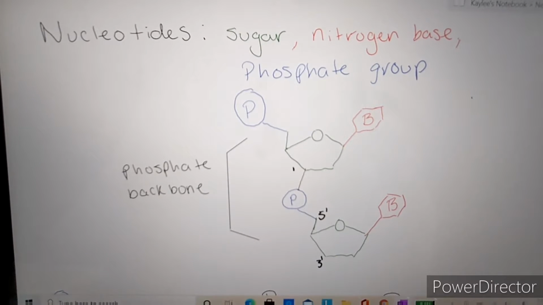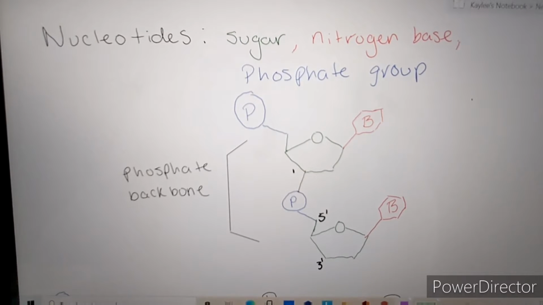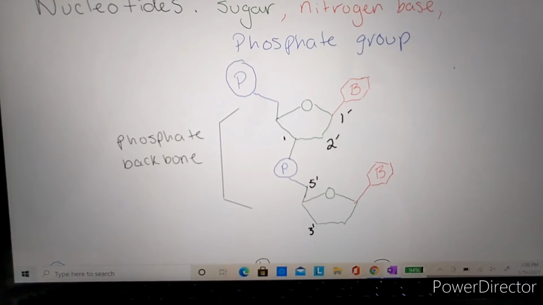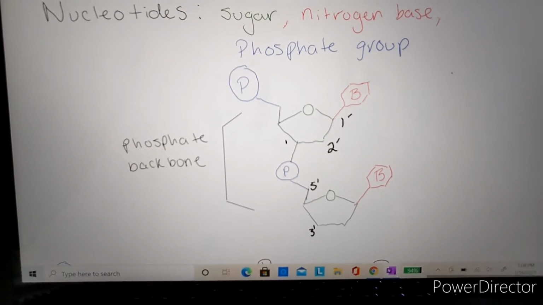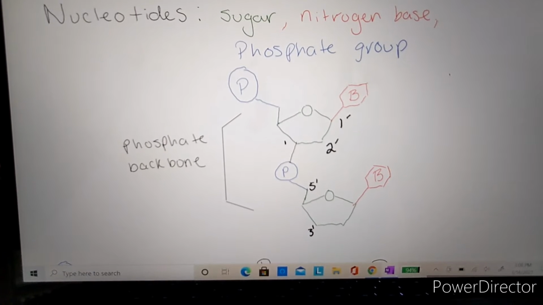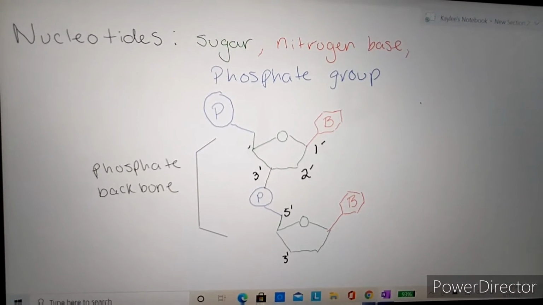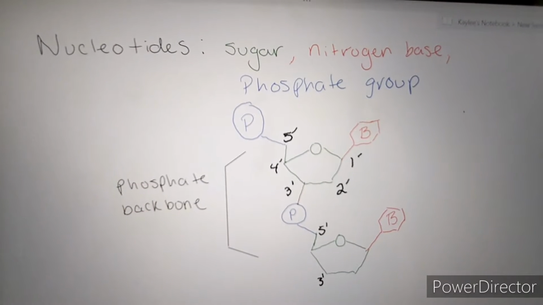In DNA, we label the nucleotides by the ribose carbons. Carbon 1 is the carbon directly attached to the nitrogenous base. Carbon 2 distinguishes DNA from RNA, where DNA will have an H group attached, and an RNA would have an OH group attached. The 3' carbon is bonded to the phosphate group of the next nucleotide. Lastly, 5' is attached to the phosphate group.